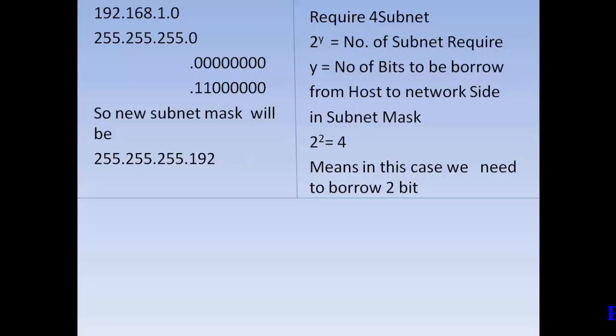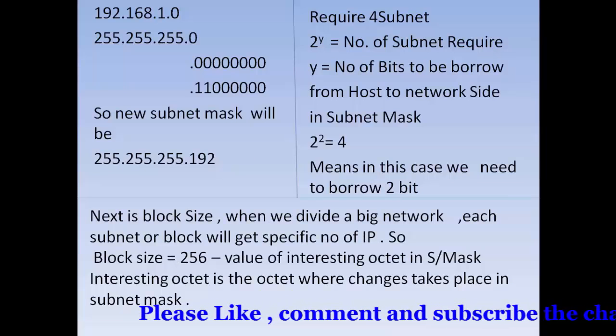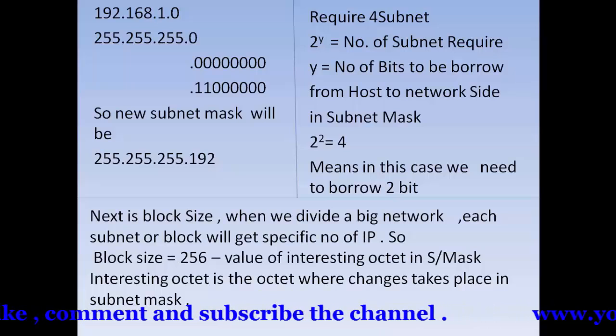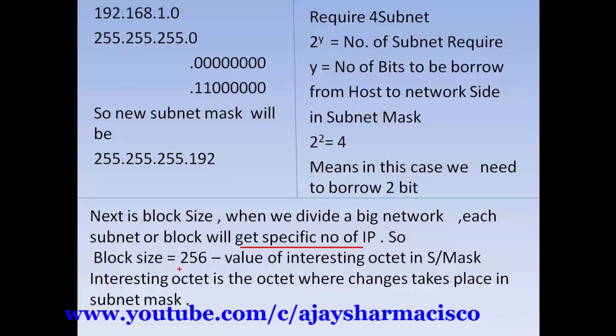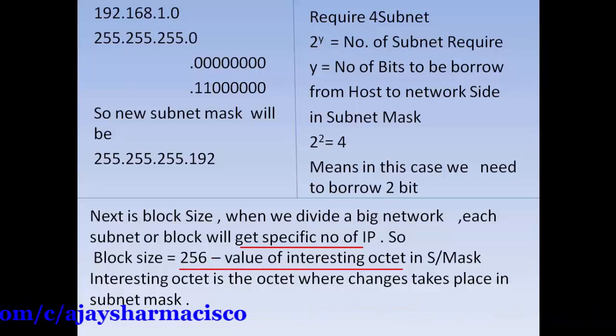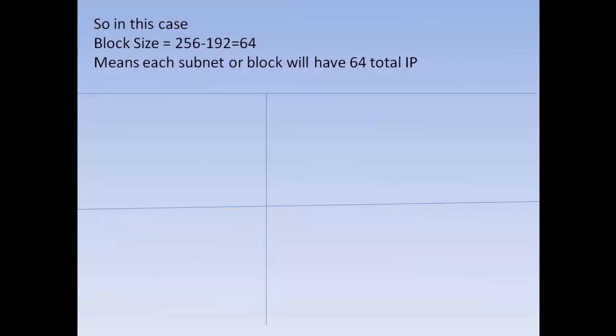Same process again. Now I have to calculate the block size. Same definition that I have given you: each subnet will get a specific number of IPs. The same formula, 256 minus the value of the interesting octet. So what is the value of the interesting octet here? 192. So in this case the block size will be 64.